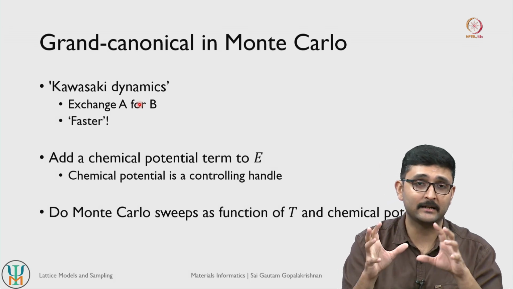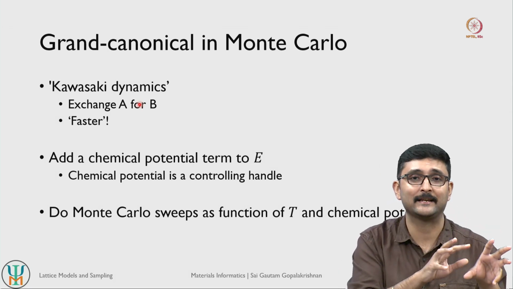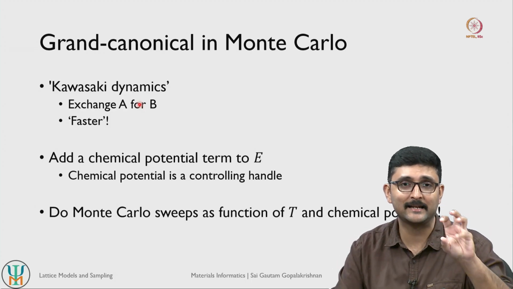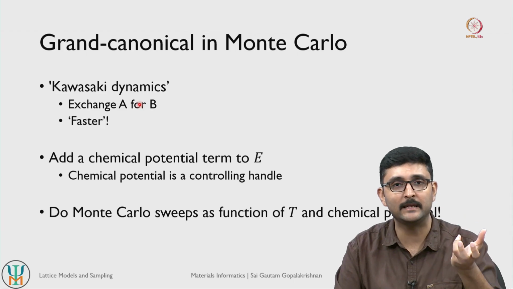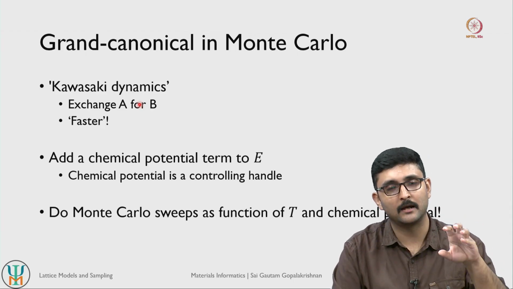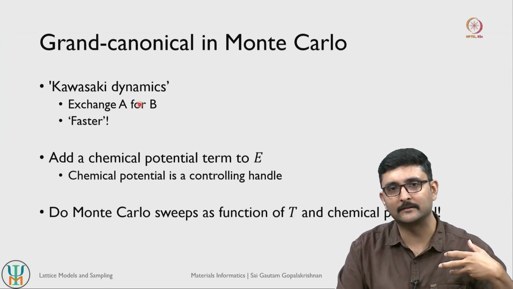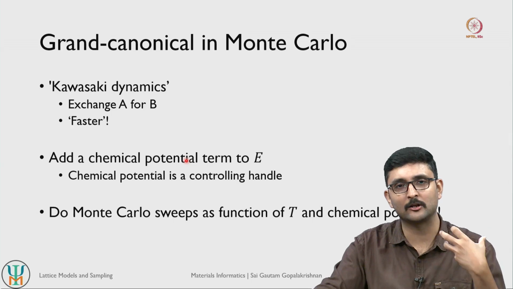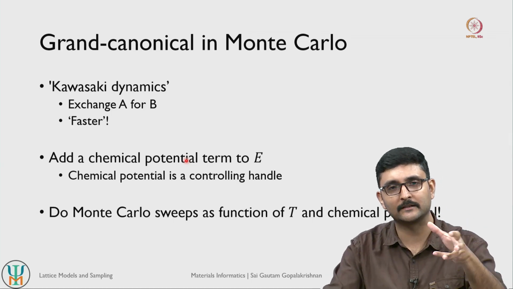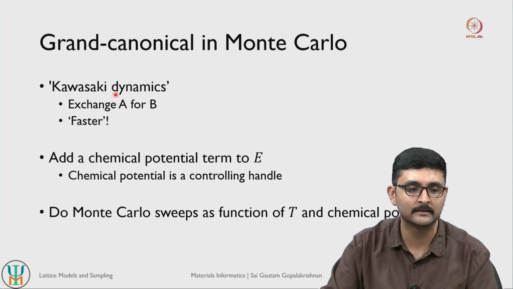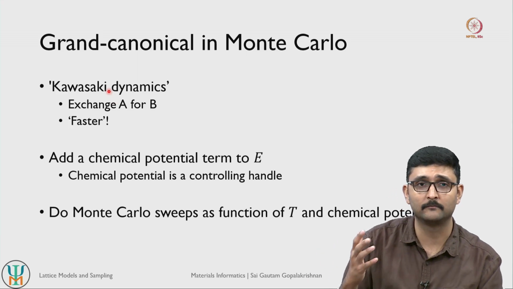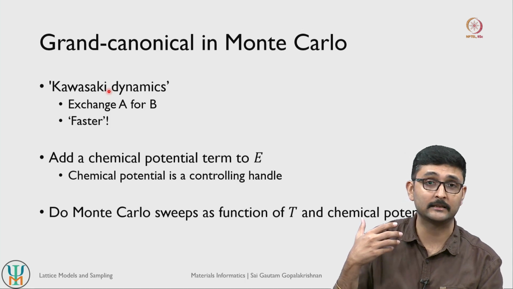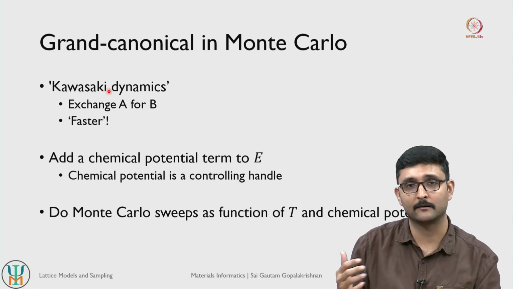But if you do the same exercise in grand canonical Monte Carlo, right. So here every perturbation is basically an exchange of species. So you exchange A with B or B with A, right. And you are basically equilibrating your system against some kind of an external chemical potential, right. So you have a reservoir of A atoms or B atoms, and then you are equilibrating your system as a function of different chemical potentials. So researchers have shown that grand canonical Monte Carlo or Kawasaki dynamics converges to thermodynamic quantities faster, way faster compared to canonical Monte Carlo, right.